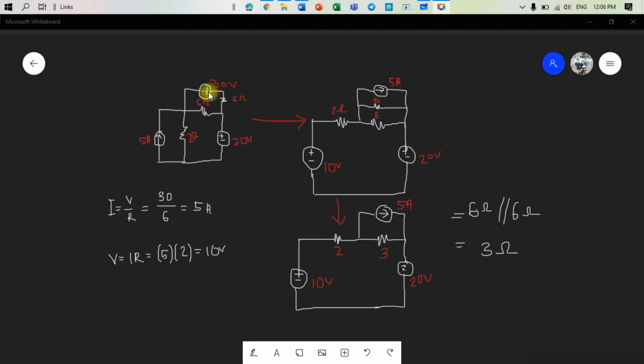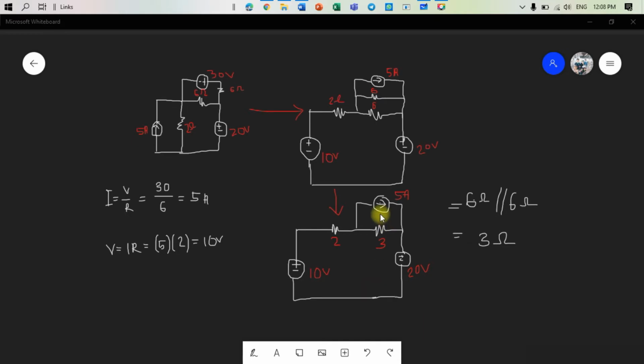We change this 30 volt to a current source, where we want to get the current I equal to V over R, 30 over 6 ohm, and we will get 5 ampere, and automatically the 6 ohm will be in parallel with the source. Then next we can see the 6 ohm and 6 ohm are in parallel. We can simplify this circuit by paralleling this 6 ohm and 6 ohm, and we will get 3 ohm like this circuit.